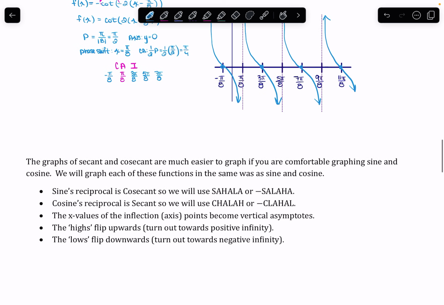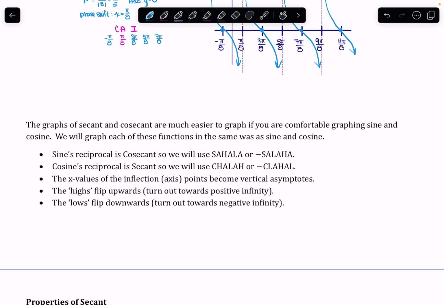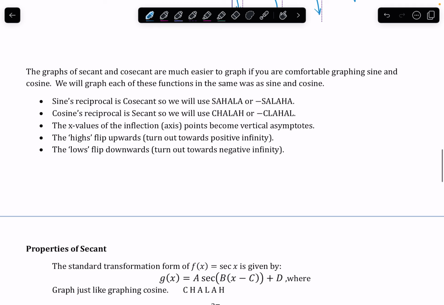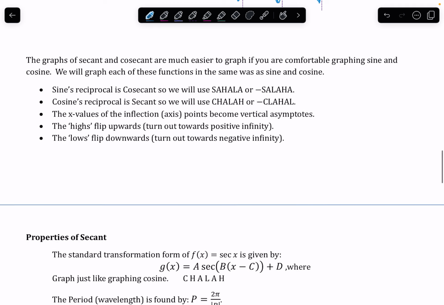All right, going into secant and cosecant. So graphing secant and cosecant, we like these because we're going to use the same idea that we did with graphing sine and cosine, with the exception of all of our A's now represent the location of asymptotes rather than axis points. And we're going to turn our highs up and we're going to turn our lows down. Okay, so we'll go over a more visual of that when we get to drawing this first graph.